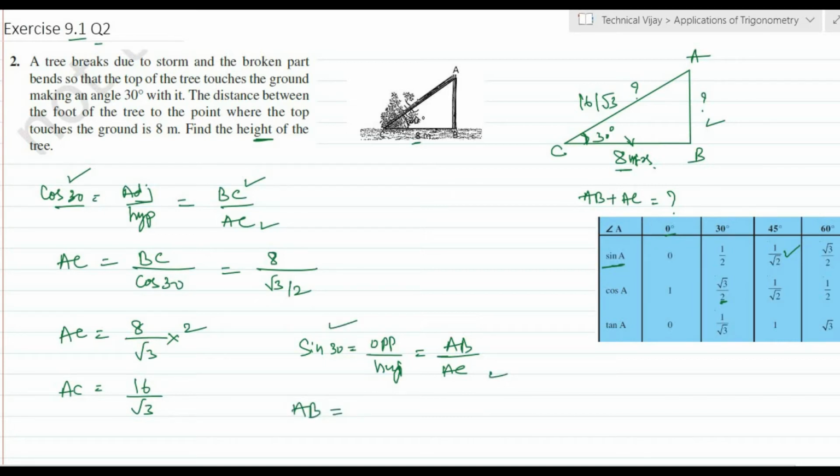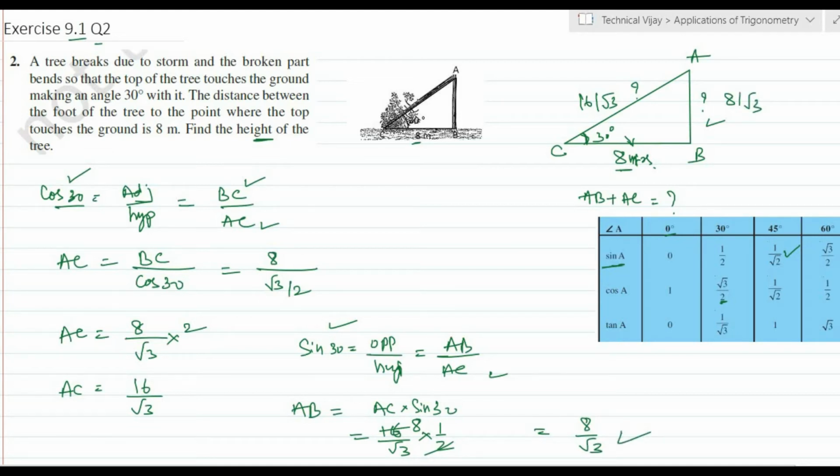So AB is equal to AC into sin 30. So AC is equal to what? 16 divided by root 3 into sin 30, which is nothing but 1 by 2. So 2 ones are 2, 2 8s are 16. So this is equal to 8 by root 3. This is AB, 8 by root 3.